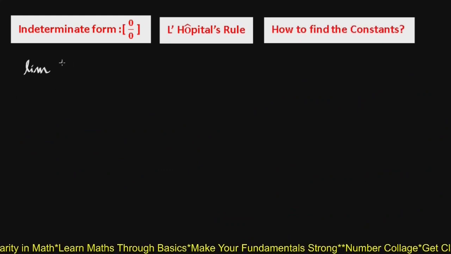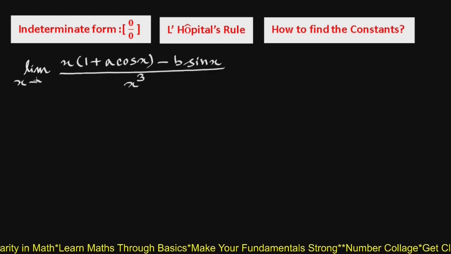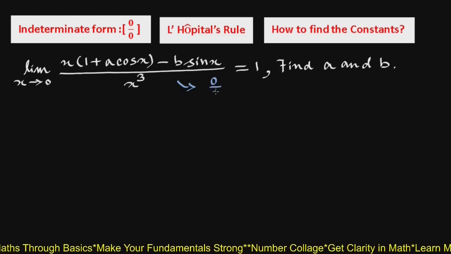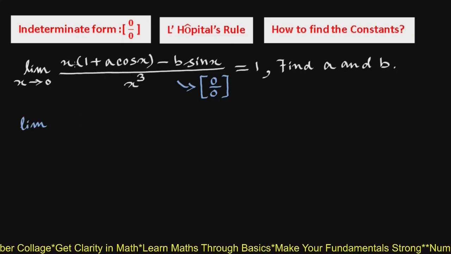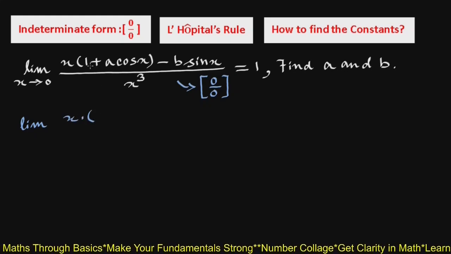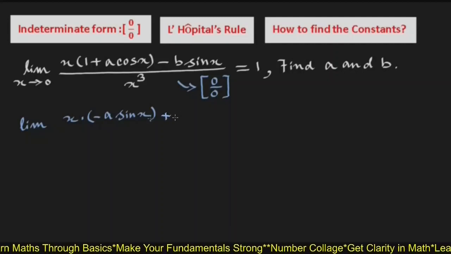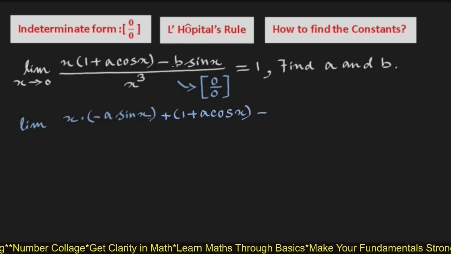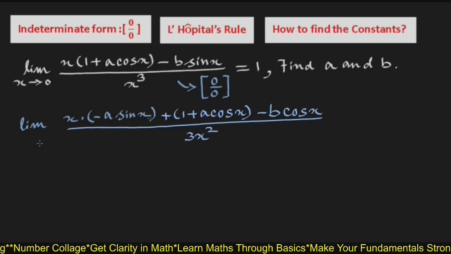If limit (x into (1 plus a cos x) minus b sin x) upon x cube as x tends to 0 is 1, we have to find a and b. Now this given limit is a 0 upon 0 indeterminate form. So we will apply L'Hopital's rule and write limit. Now derivative of x into (1 plus a cos x) by product rule will be first function x into derivative of second function 1 plus a cos x, which is minus a sin x, plus second function 1 plus a cos x into derivative of first, that is derivative of x is 1, minus derivative of b sin x is minus b cos x, upon derivative of x cube, 3x square, as x tends to 0.